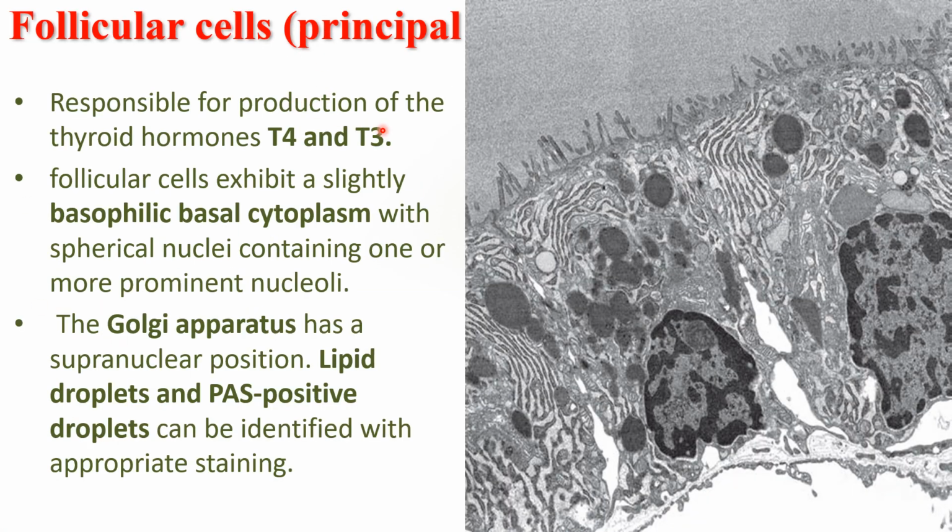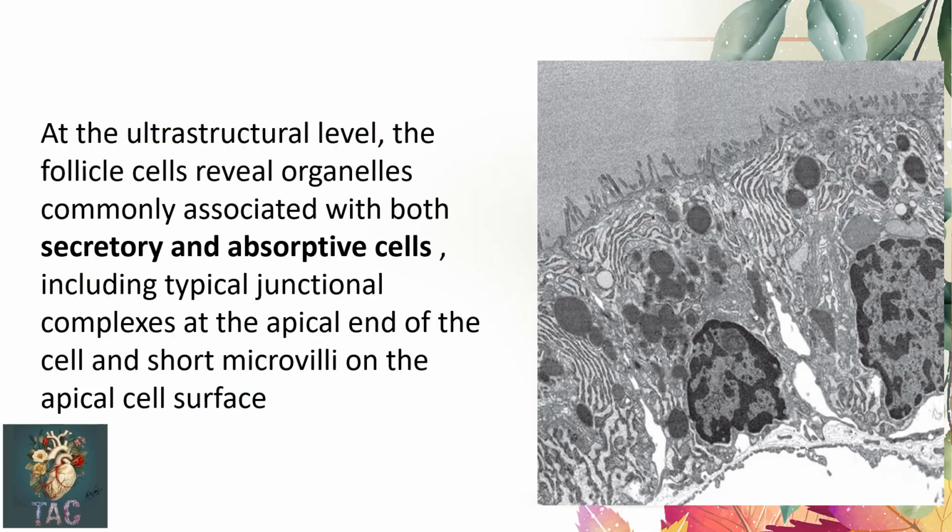Follicular cells are responsible for production of thyroid hormone, that is T3 and T4. They exhibit a slight basophilia and have a spherical nucleus with one or more prominent nucleoli. The Golgi apparatus is usually present in a supranuclear position. Lipid droplets are also seen, and PAS positive droplets can also be seen with the appropriate staining.